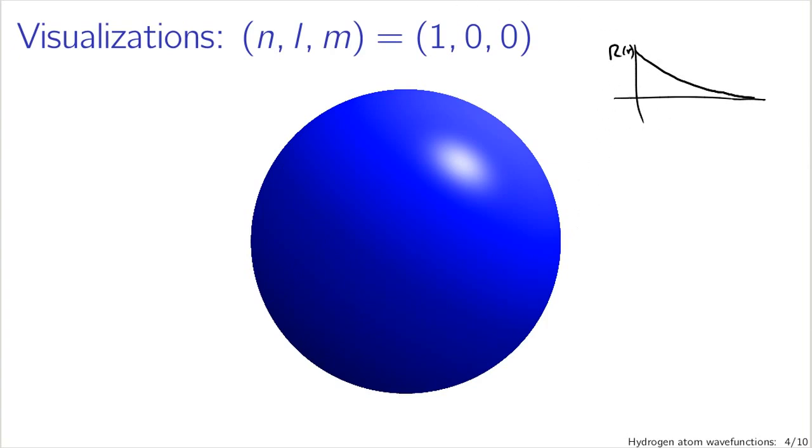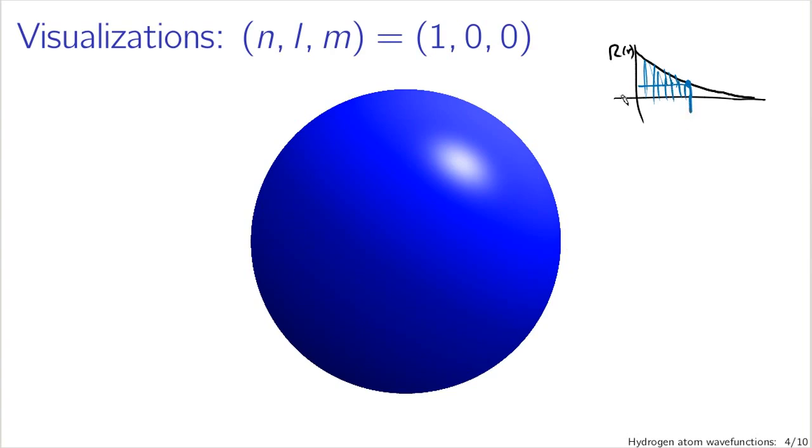So if you have some threshold within which you consider the particle likely to be found, say probabilities higher than this, you end up with radii less than some critical radius. And that's what this sphere is showing you. It's a sphere with some radius given by whatever threshold you happen to use.